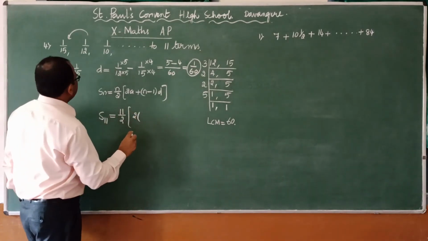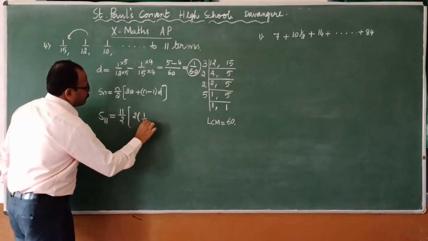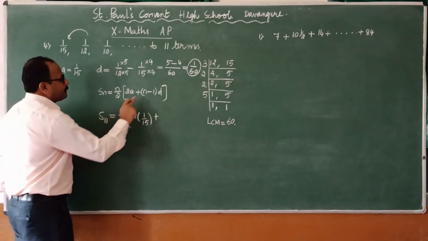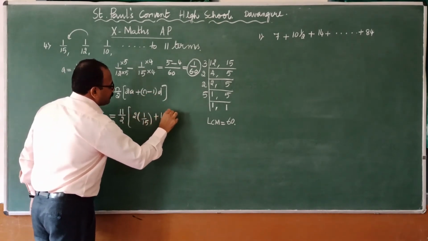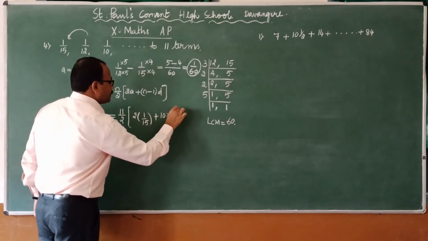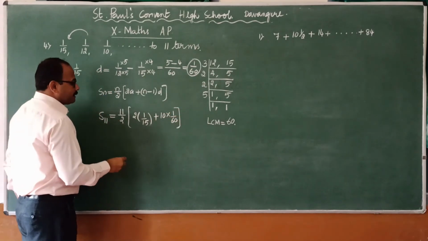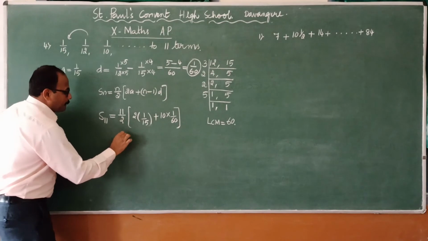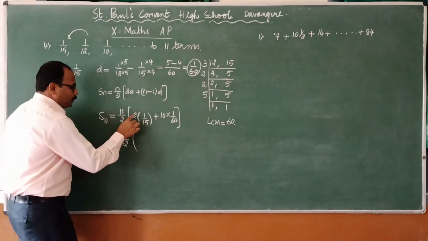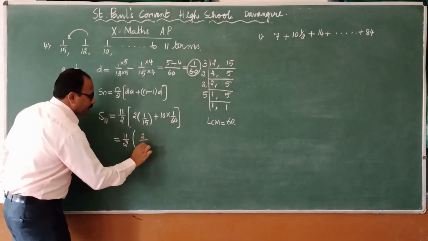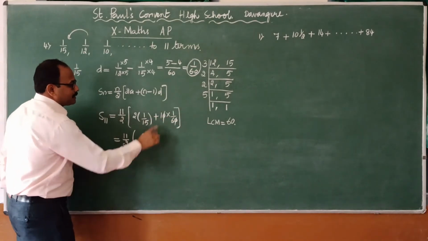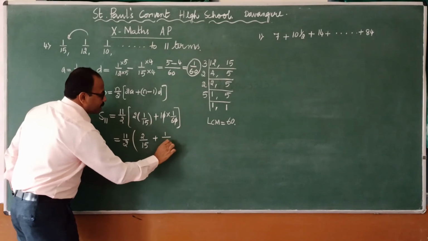2 into what is A, again 1 by 15 plus N is 11. 11 minus 1 becomes 10 into D is 1 by 60. Close the bracket. Here the simplification part: 11 by 2 remains as such. Then in this case, 2 ones are 2 by 15 plus 1 by 10, 1 by 10 get cancels. 1 ones are 1 by 6, children.